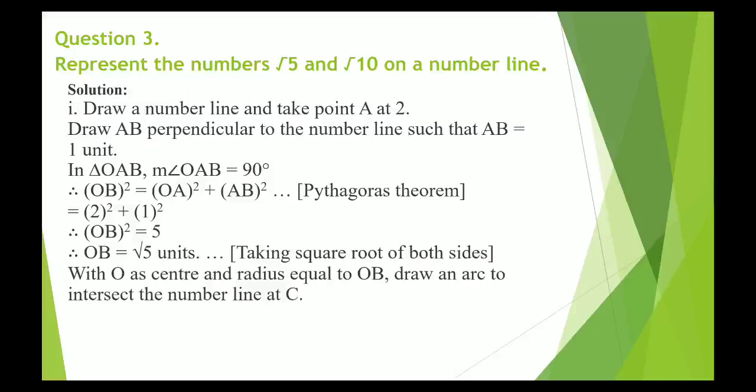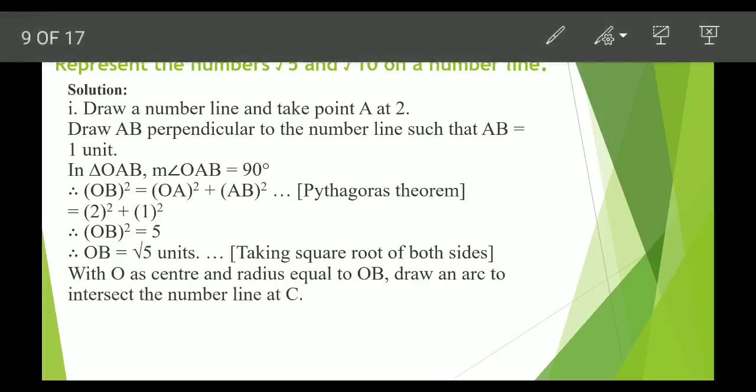Now question number 3. Represent the number root 5 and root 10 on a number line. So we have to represent root 5 and root 10 on a number line. Normally we draw a number line using whole numbers. Now we have an irrational number here. We have to plot that irrational number on a number line. How to solve that? Let us solve this.